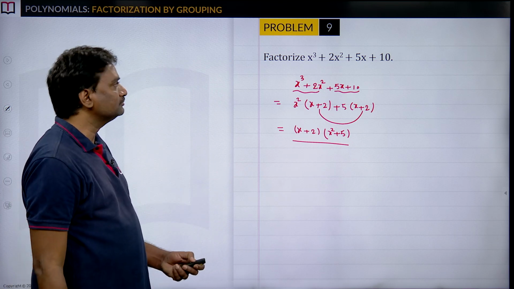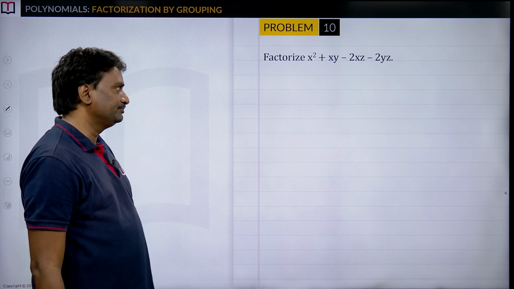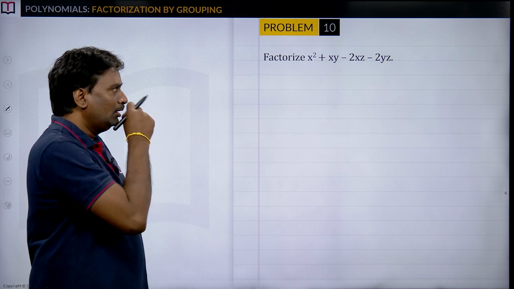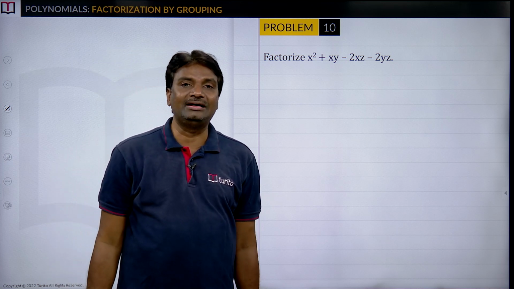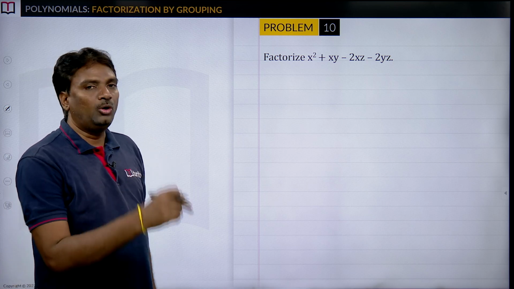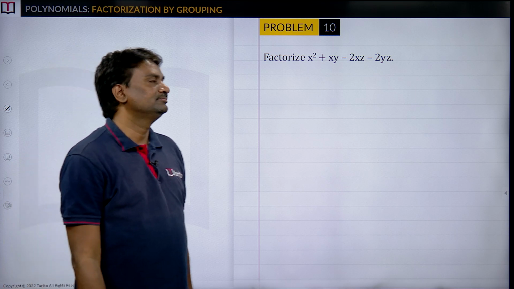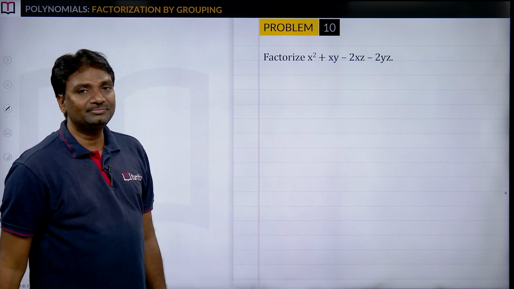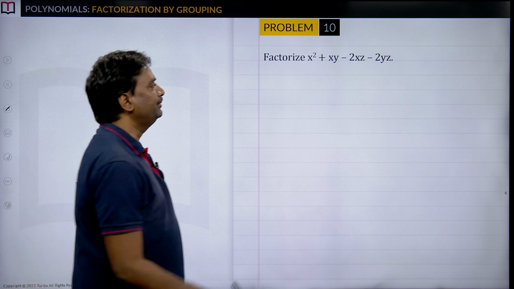Next problem. Factorize x square plus xy minus 2xz minus 2yz. So, this is also a quadrinomial because this polynomial contains 4 terms. Can anyone say how we can divide the terms into groups? Observe the given terms. What we have? x square plus xy minus 2xz minus 2yz.